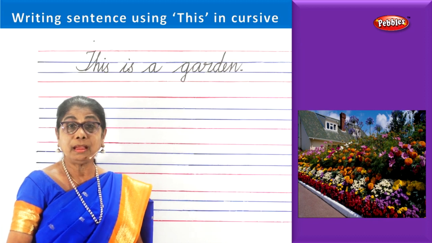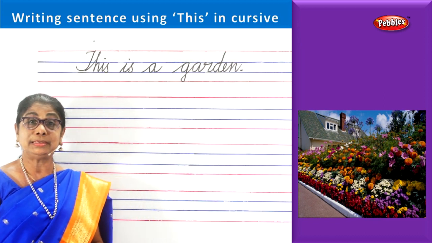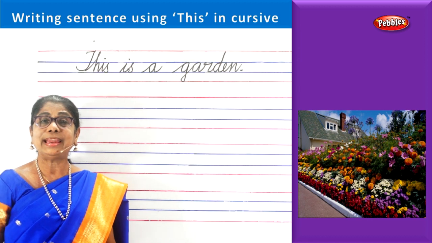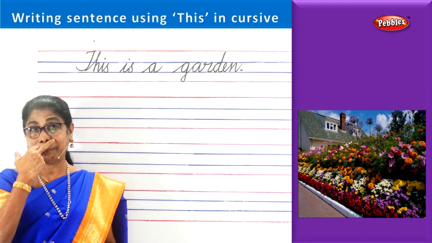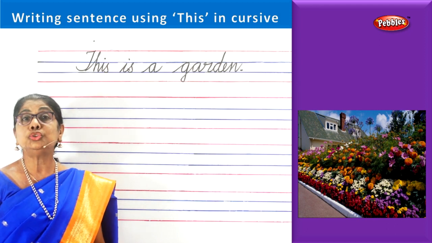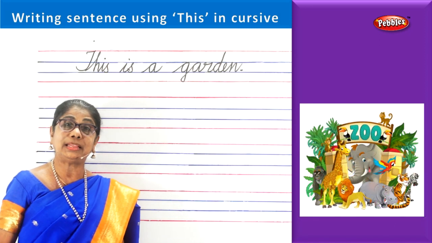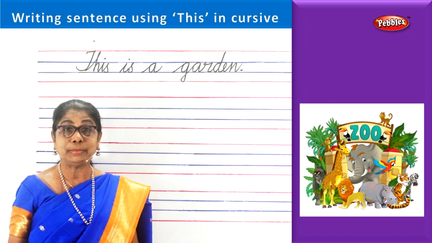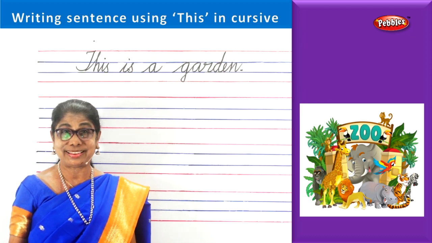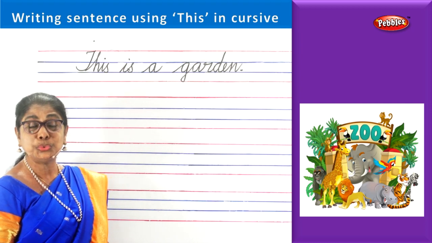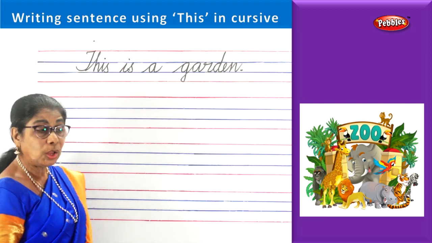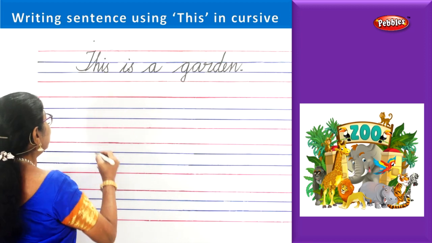Good. Now, you like to see animals. You will ask Daddy, Daddy, take me to a place where I can see animals. What is that place called? Zoo. And what animals are they? All wild animals in different cages. Let's write. This is a zoo. Zoo is a place where animals are kept for show.